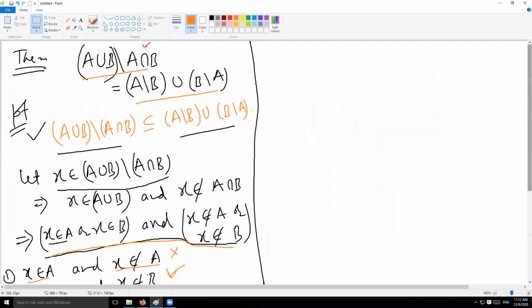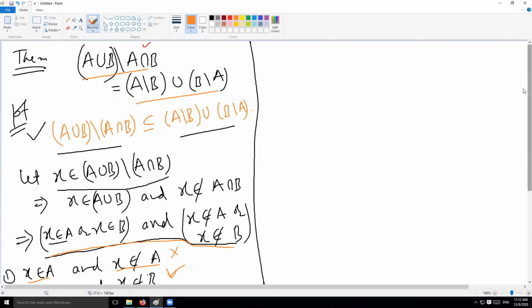So for example, let's now move towards the other side. Okay, not this. If you have any question, please do ask. Okay. Let's now prove the other inclusion.